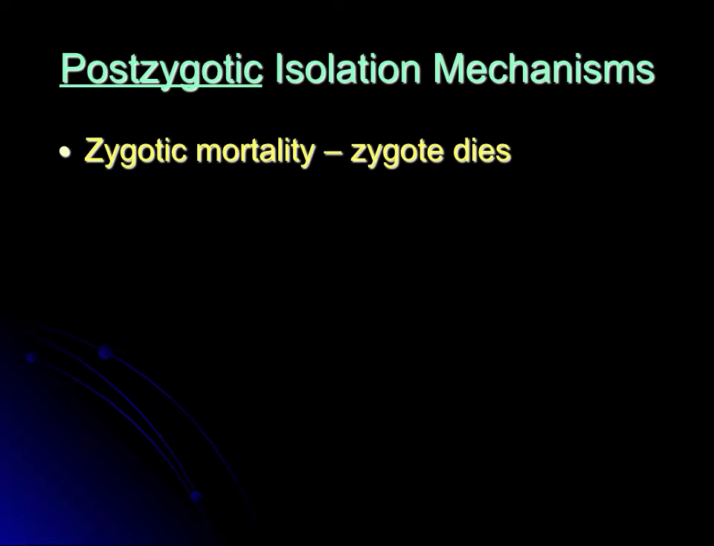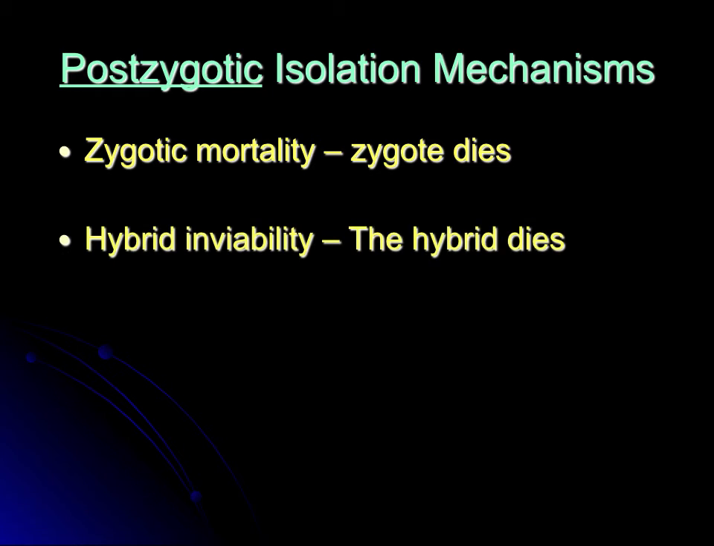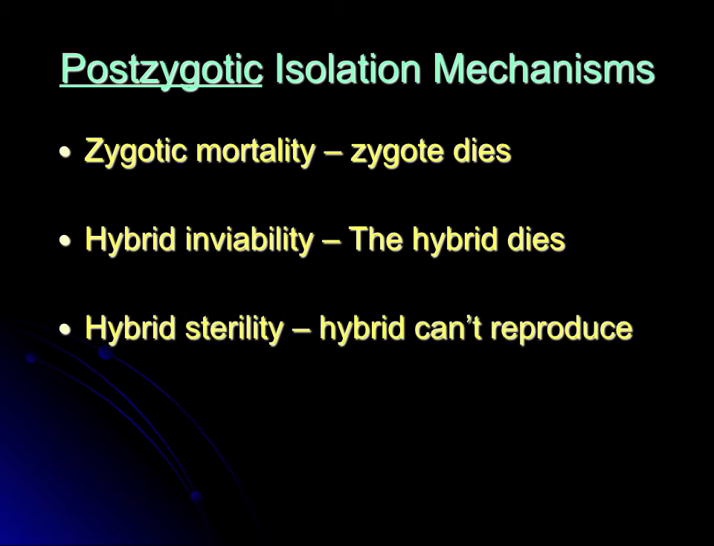Postzygotic: zygote mortality, the zygote dies. All right, it's not viable because it formed, but there were too many issues. Hybrid inviability, the hybrid dies. Hybrid sterility, the hybrid can't reproduce. So there's our mule example. It can't reproduce because it's too different.